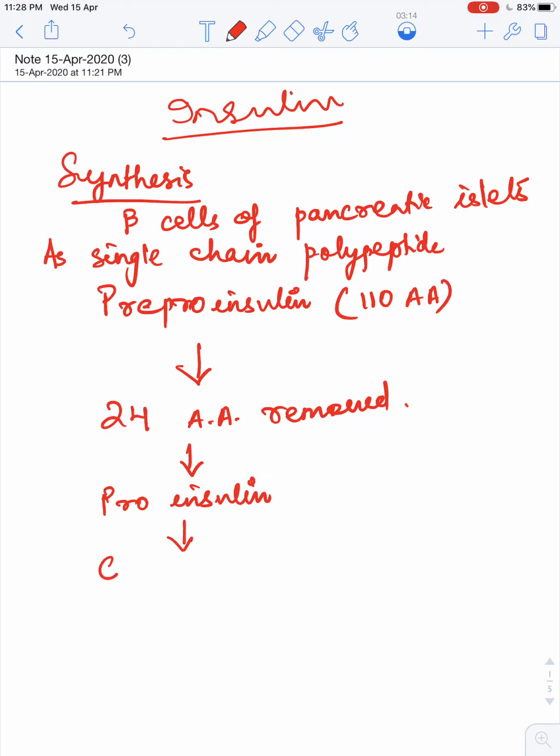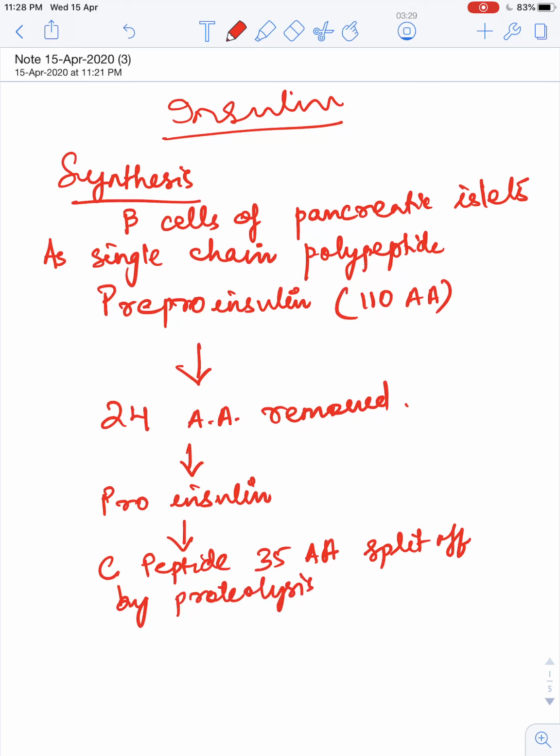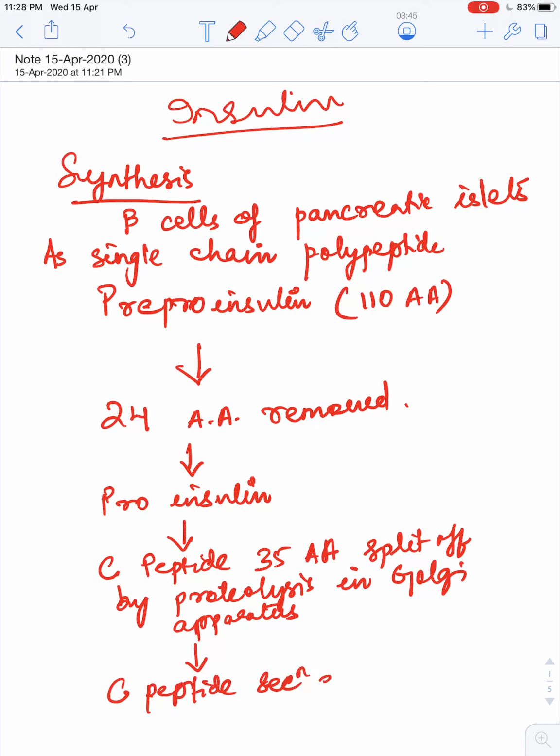The connecting or the C peptide, that is of 35 amino acids, is then split off by proteolysis in the Golgi apparatus. And the C peptide is also secreted along with insulin into the blood.